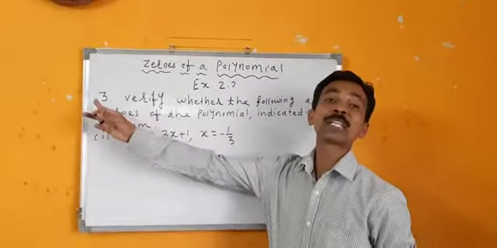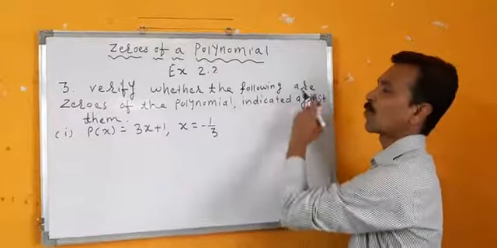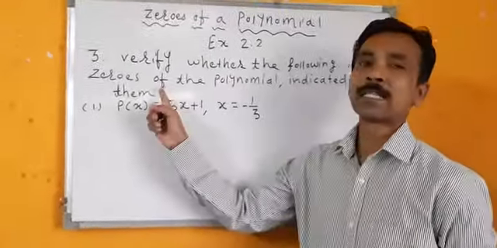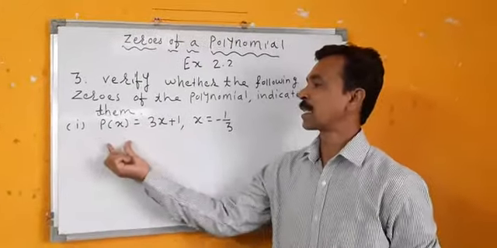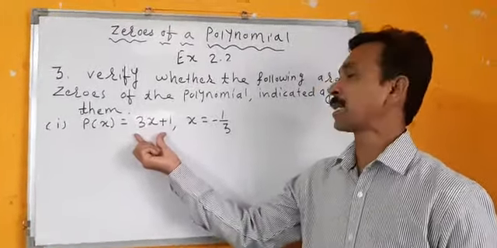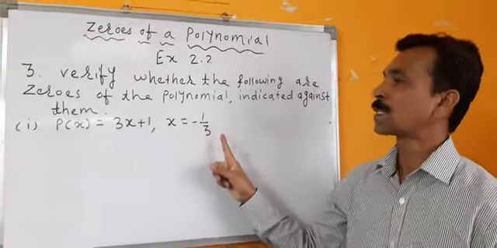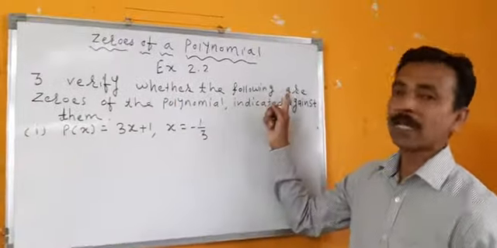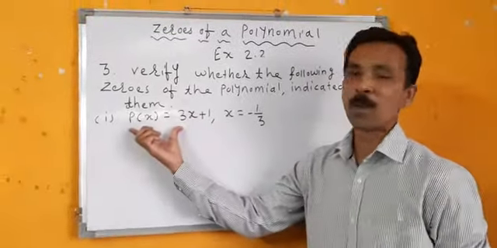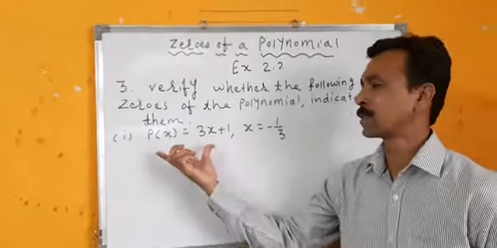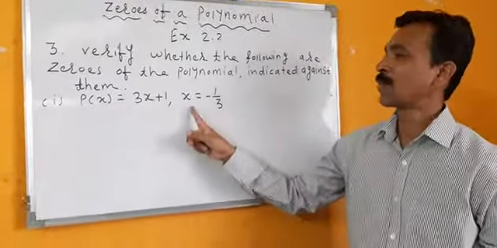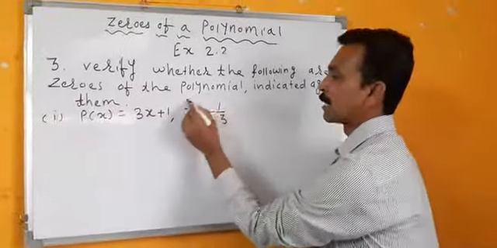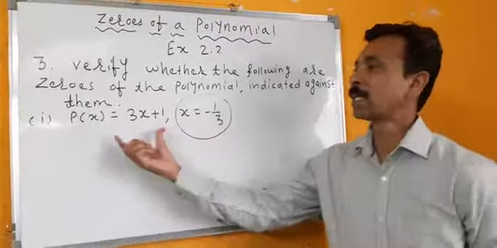We'll see now question number 3. Verify whether the following are zeros of the polynomial indicated against them. First sum is P of x is equal to 3x plus 1, where x is equal to minus 1 by 3. I'll explain the meaning of this sum. Verify whether the following are zeros means this is the polynomial P of x. You have to place this value of x in the polynomial. Again I repeat, you have to place this value of x in the given polynomial.